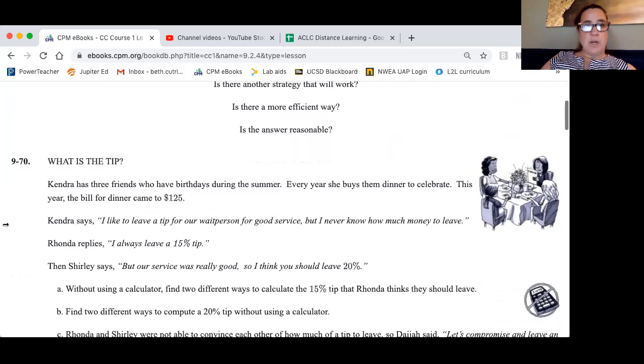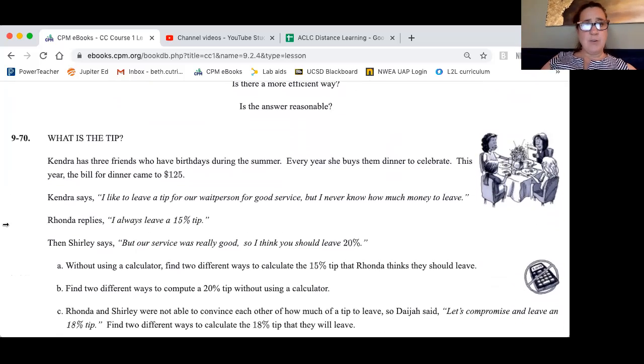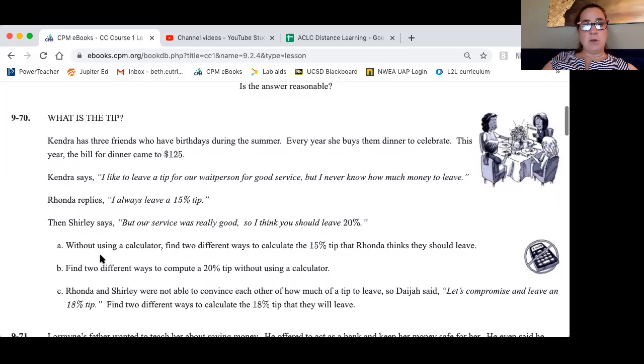Number 70 says, what is the tip? Kendra has 3 friends who have birthdays during the summer. Every year she buys them dinner to celebrate. This year the bill came to $125. Kendra says, I like to leave a tip for a wait person for good service, but I never know how much money to leave. Then Rhonda says she always leaves 15%. Then Shirley said, but our service is really good, so I think you should leave 20. Without using the calculator, find 2 different ways to calculate 15%.